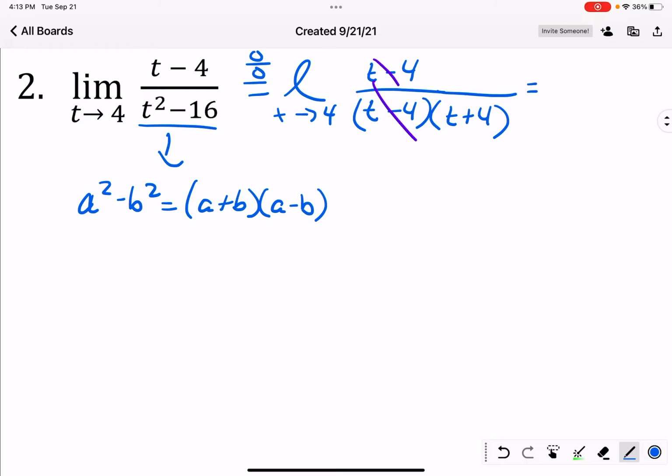Now that we have this, we can just plug in. We have 1 at the top. We'll plug in 4 for t at the bottom, and then we end up with 1 over 4 plus 4, which of course is 1/8. Mad easy. Number 3.